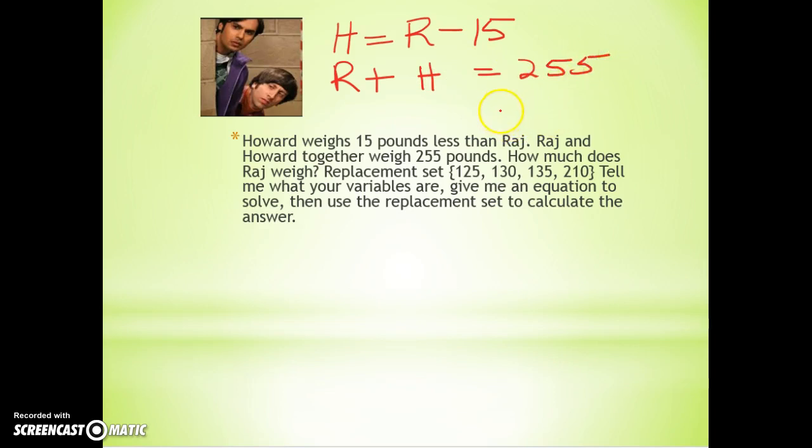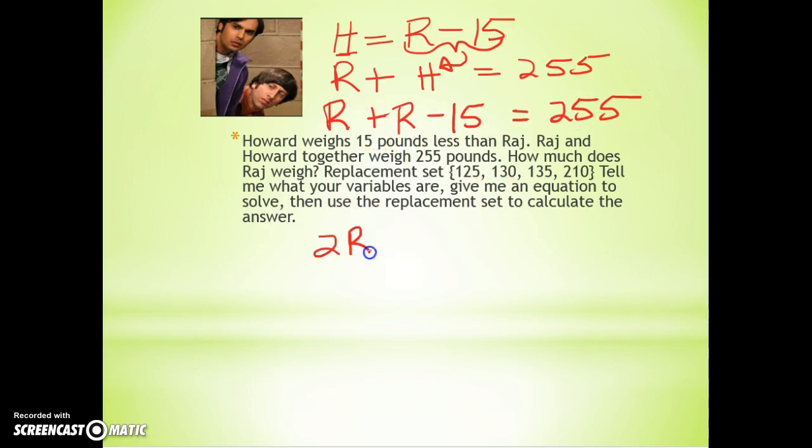Now we want to know, how much does Raj weigh? Well, we can do some substitution. We know what H is equal to. We can substitute in that amount wherever we see an H. So I'm going to rewrite that last equation, and instead of writing H there, I'm going to write what H is equal to, which is R minus 15. Now, skipping below the problem, we can simplify. 2R minus 15 is equal to 255.